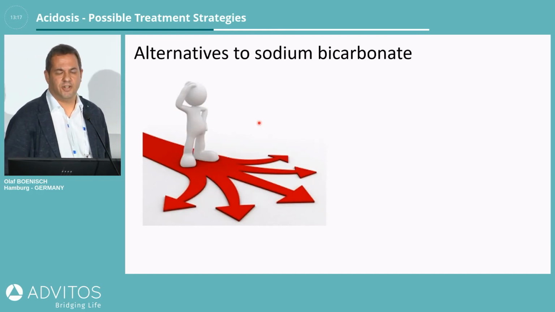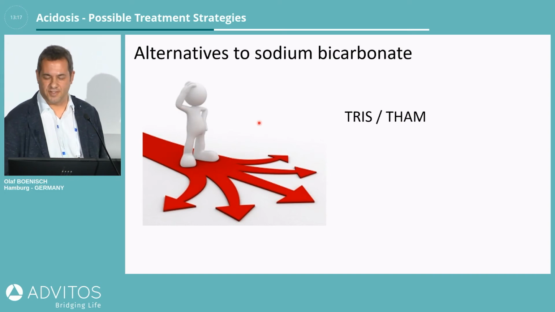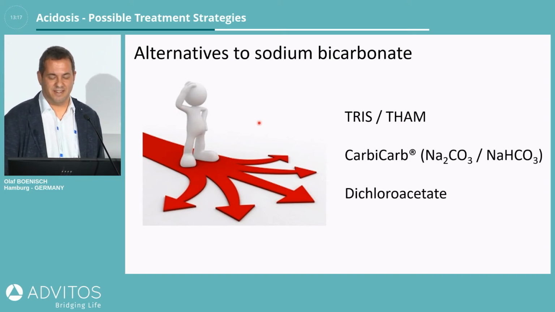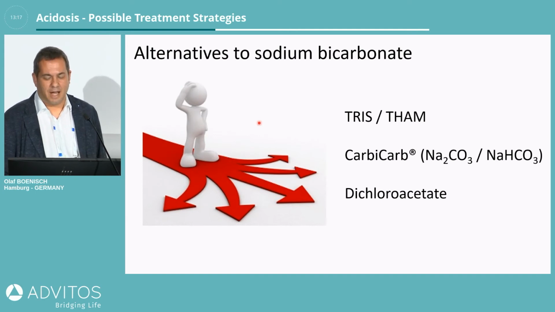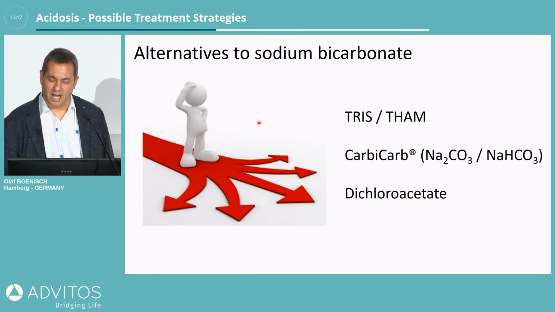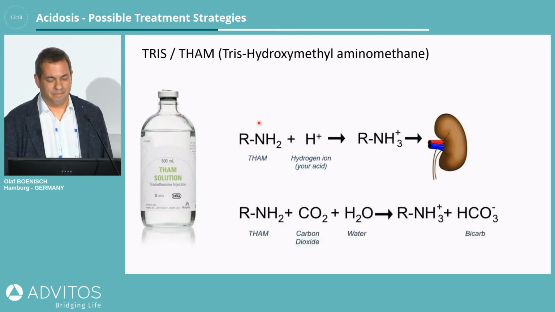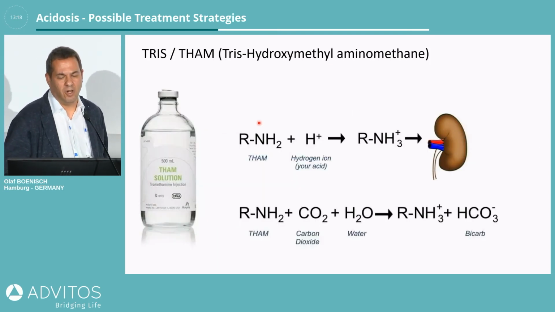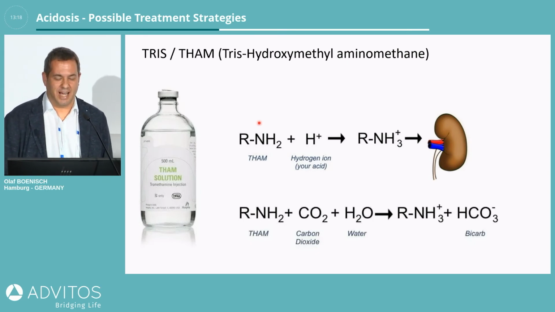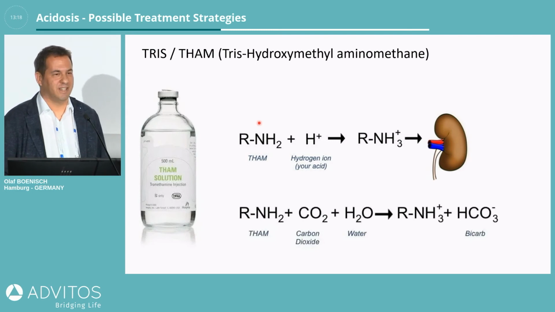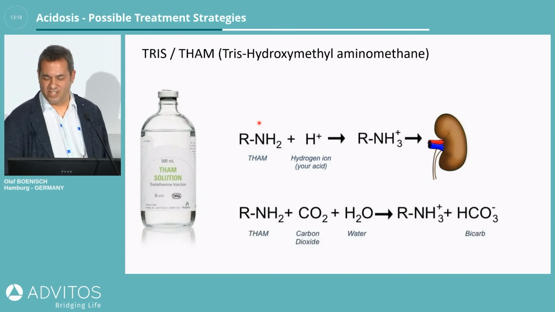So what are alternatives to sodium bicarbonate? These are first Tris buffer, Carbicarb, and dichloroacetate. Carbicarb is a mixture of sodium bicarbonate and sodium carbonate, which produces less CO2 than bicarbonate alone. Tris is kind of an alcohol which is able to bind both hydrogen ions and CO2, and the protonated Tris buffer can be excreted by the kidneys. So it's a good thing, but it is dependent on functioning kidneys.